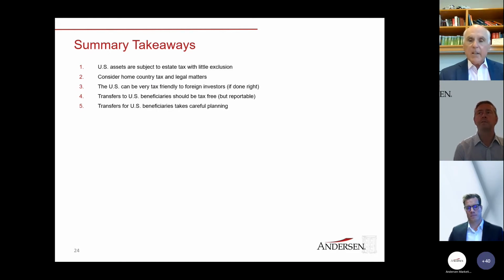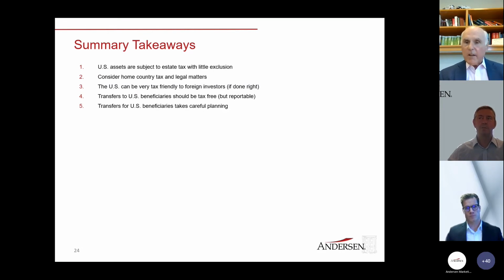The U.S. estate and gift tax for a non-resident, including on U.S. situs assets, is a voluntary tax. With careful planning, you can eliminate it. Without careful planning, you can incur substantial U.S. estate and gift tax. So if you like to pay tax, don't do any planning.